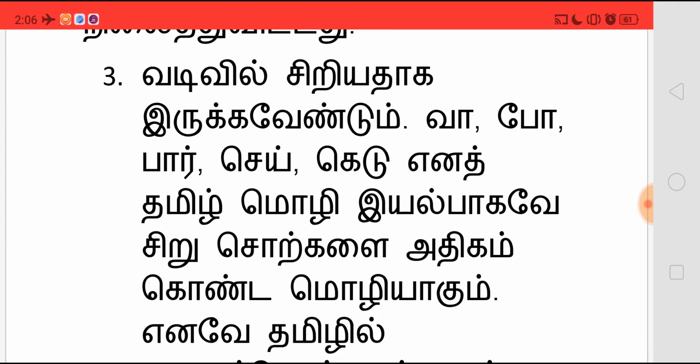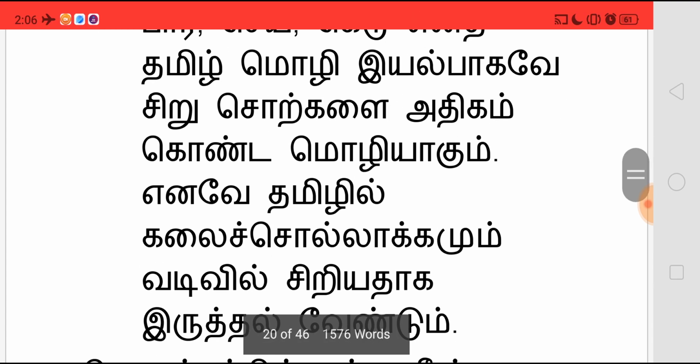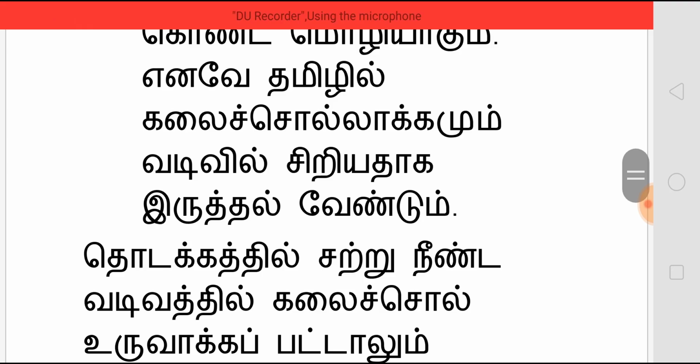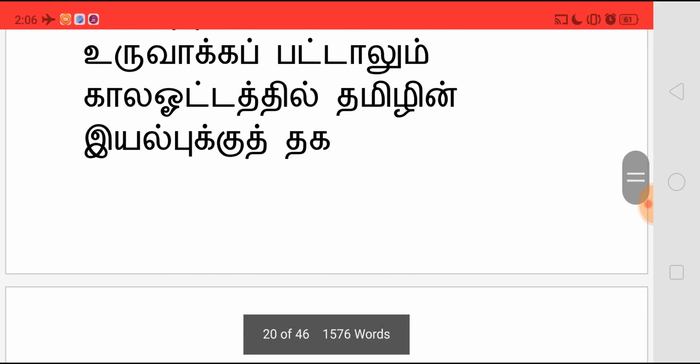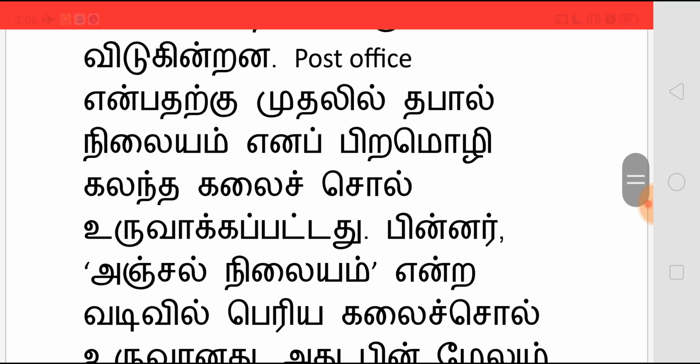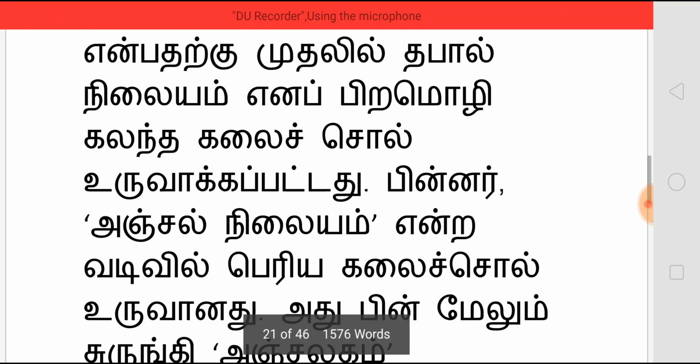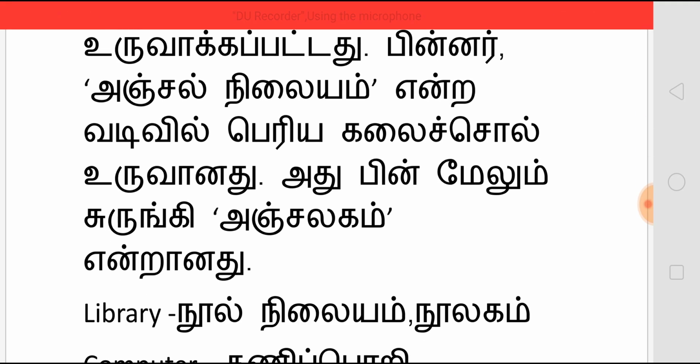In the same way, these words must be very short, like va, po, par, sei, kedu. Like these, many short words are there in Tamil, and therefore, if you are going to create a new word in Tamil, these words also should be smaller. And even if you create a lengthy word, as the days pass by, it will be made short. For example, the word post office, first it was called Thabal Nilayam, and then since they did not want other language words, they changed it to Anjal Nilayam, and later on that itself became short and became Anjalagam.